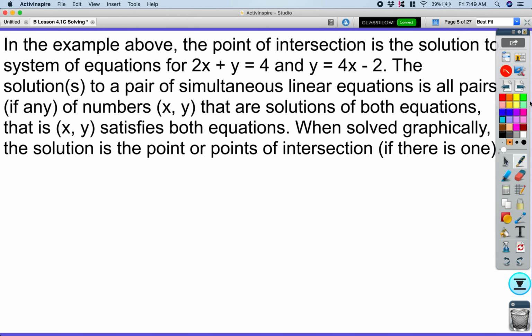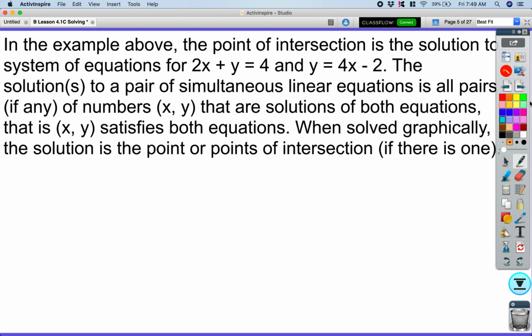All right, let's go and look at C. It says in the example above, the point of intersection is the solution to the system of equations 2x plus y equals 4 and y equals 4x minus 2. The solution to simultaneous linear equations is all pairs of numbers x, y that are solutions of both equations.